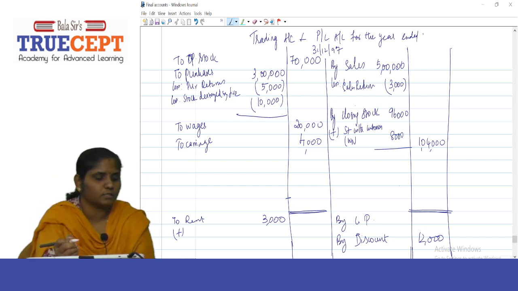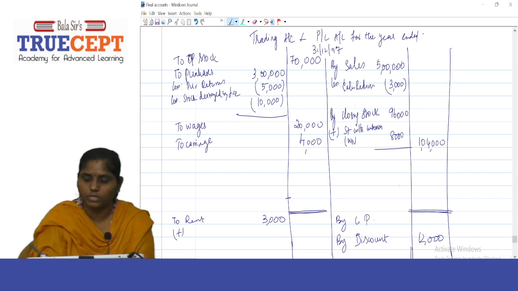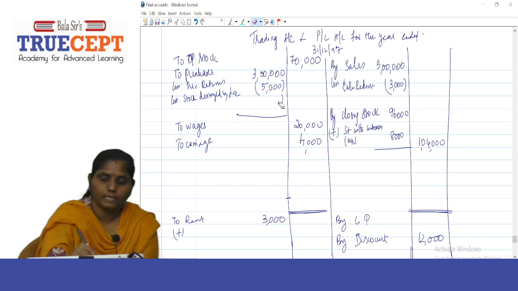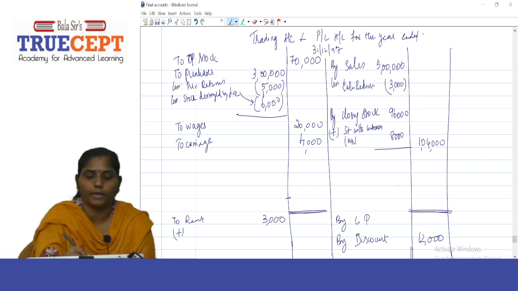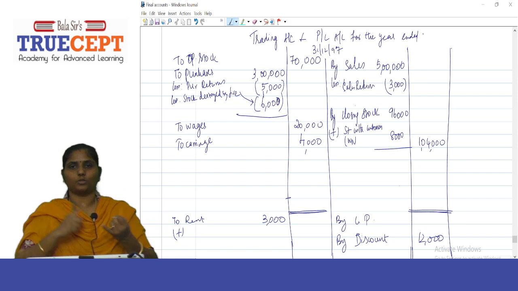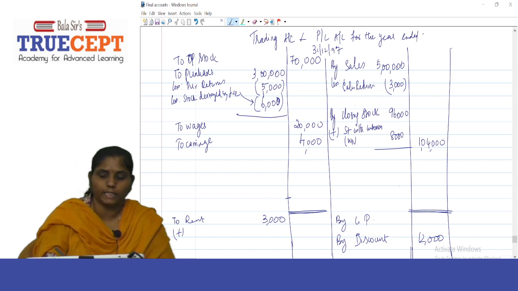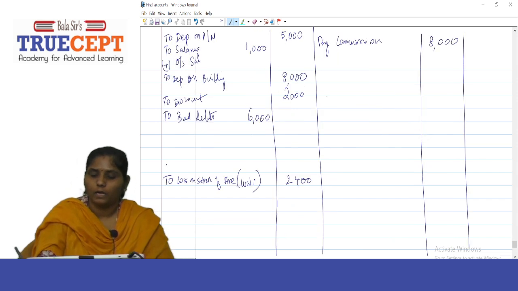Yes, 10,000 or 6,000, please check. In 10,000 are the goods sent on approval basis. 6,000 is the stock destroyed by fire. Okay? I am supposed to remove the 6,000. So remember, of 6,000, 3,600 I'll receive and 2,400 is loss. So it's not 10,000, it's 6,000. Okay? Fine.